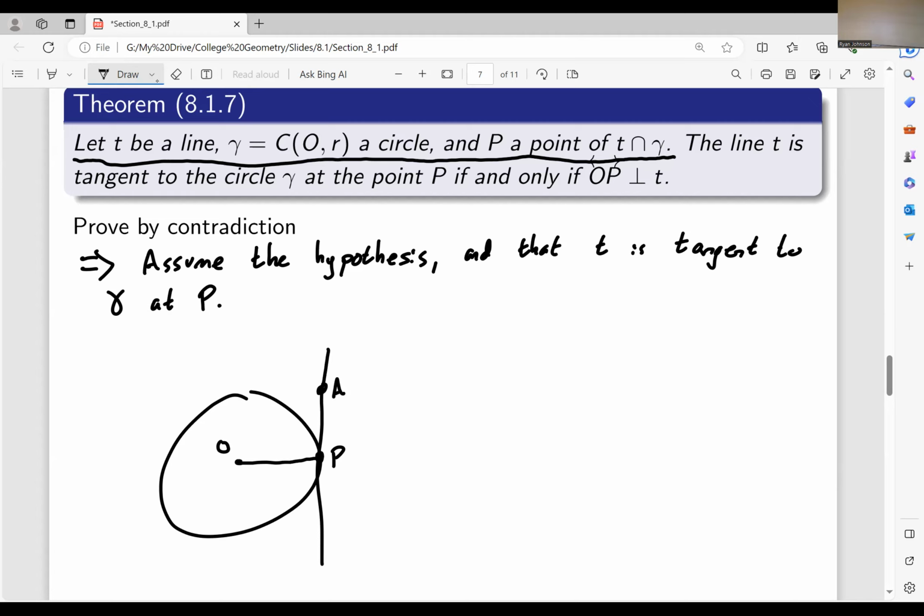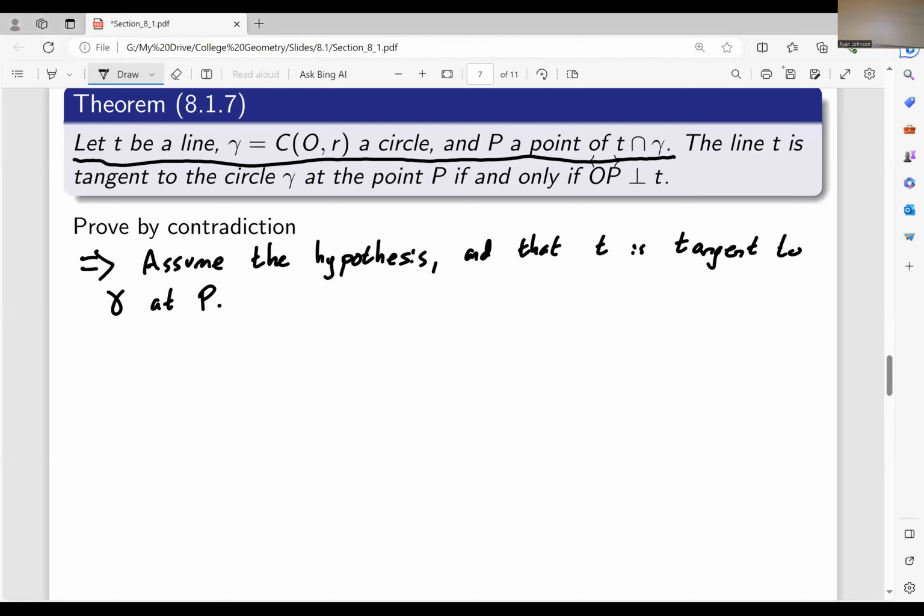What if this angle was not 90 degrees? If it was not 90 degrees, then it's either smaller or larger. So then rename A to be on the other side so that it's acute. Okay. So if it's acute, then why do you think it is going to be a contradiction? Never mind. Let's try this again.